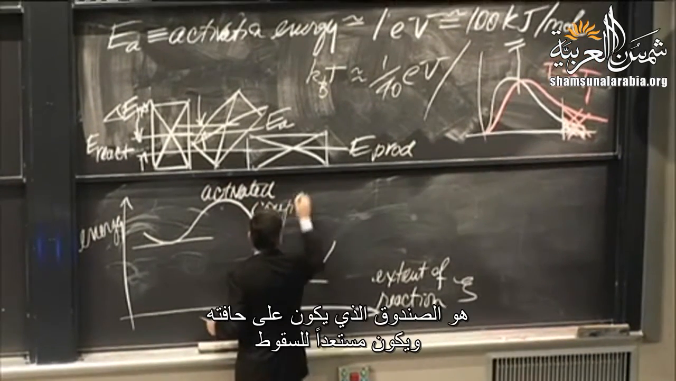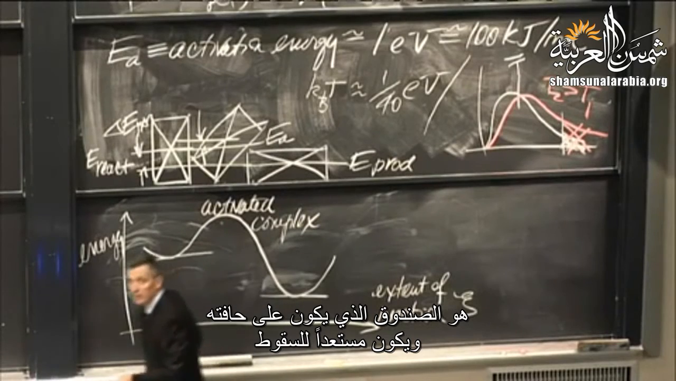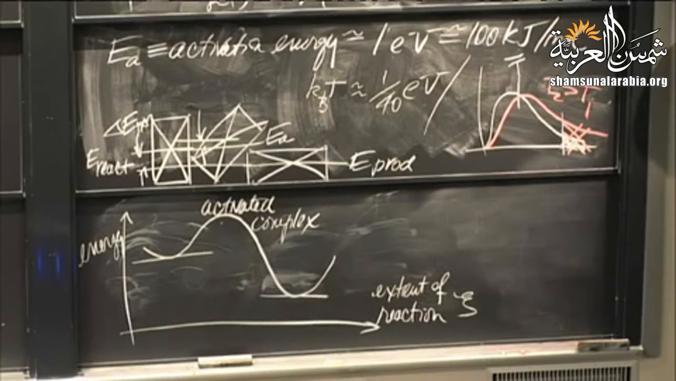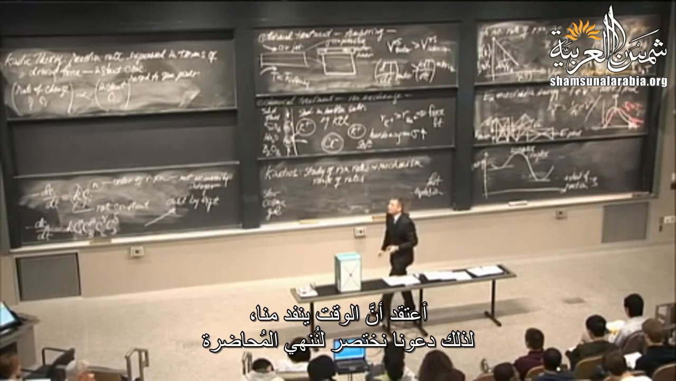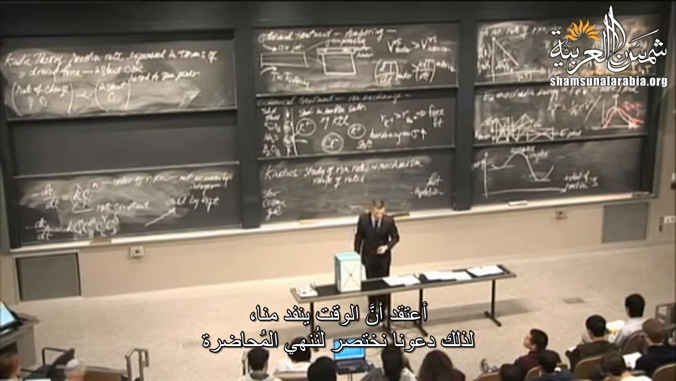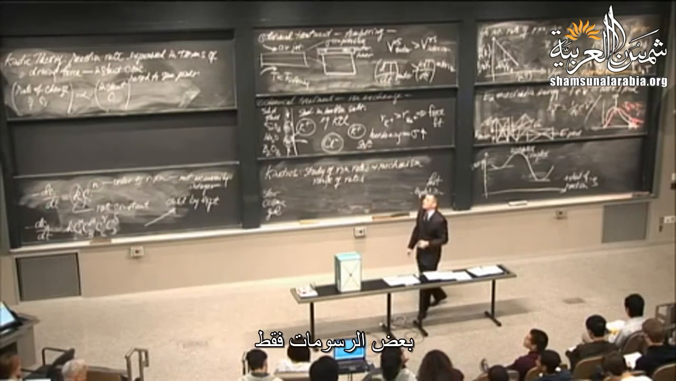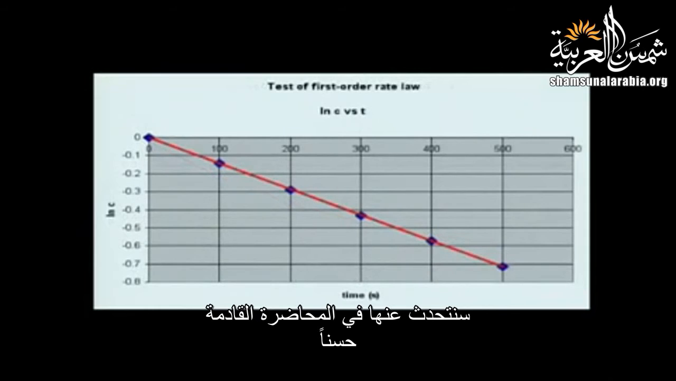What's an activated complex? It's a box on its edge ready to fall over. That's what it is. All right. I think we're out of time, so let's cut to the end here. What do we got? Oh, there's some plots. We'll get to that next day.